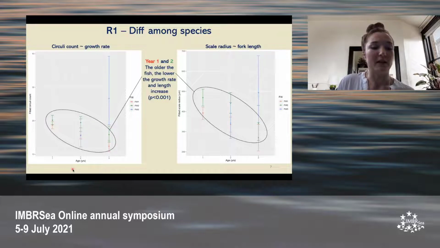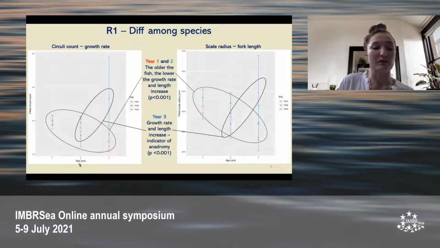Then we look at age-related differences, and you can see that older individuals actually have slower first and second year growth, which again shows us that there were species with a higher rate of slow-growing individuals.